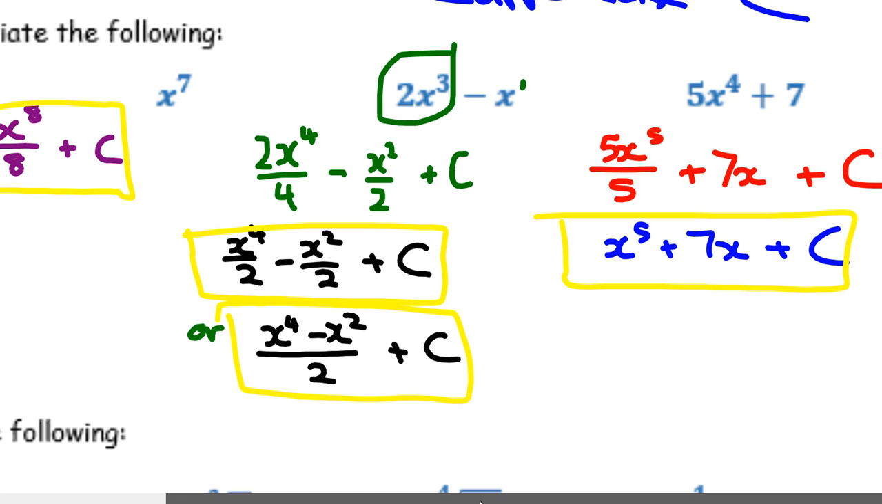So that's important. If it was a constant, its previous one would have just been the coefficient with an x next to it. And continuing on.